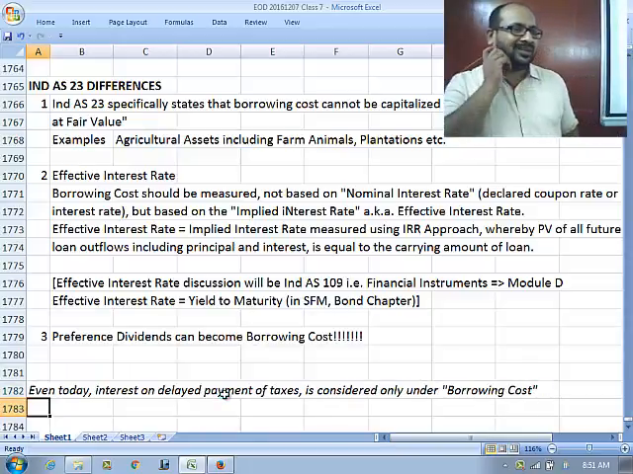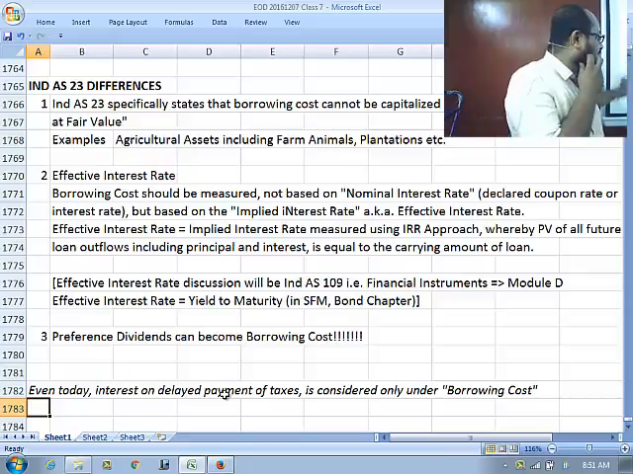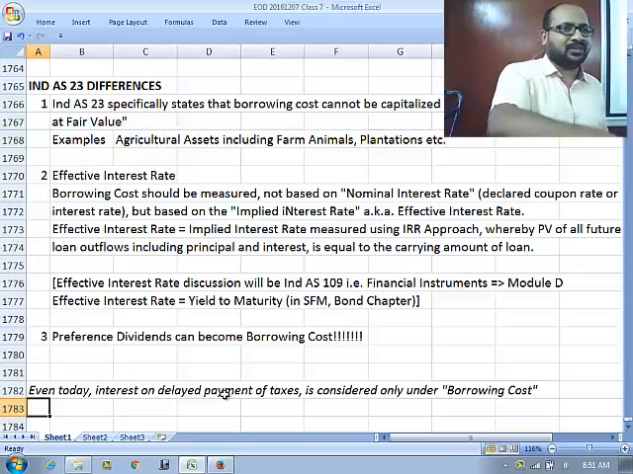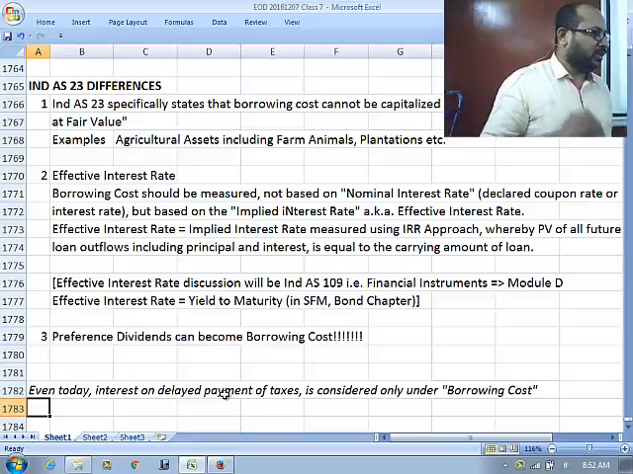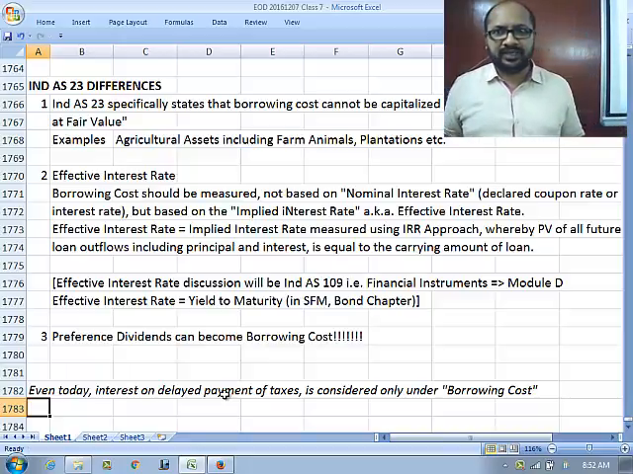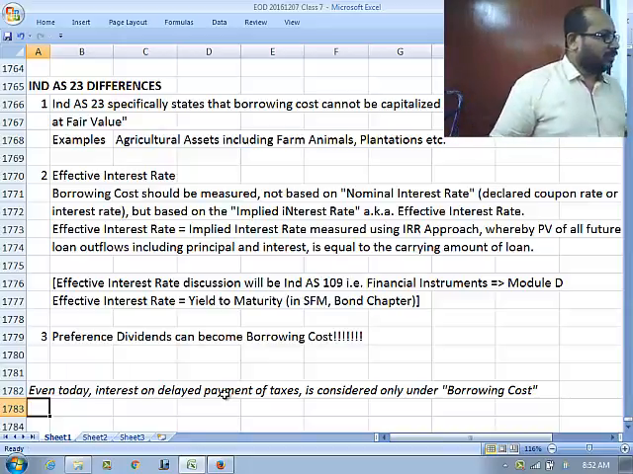The point I just wanted to emphasize here was don't bother too much about what the taxation law says. That cannot influence your accounting. Taxation is separate, and accounting is separate. You just learn to differentiate these two things. Done, guys.